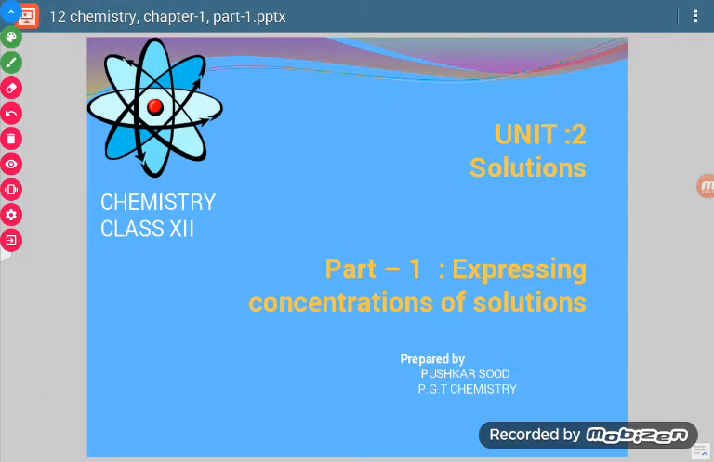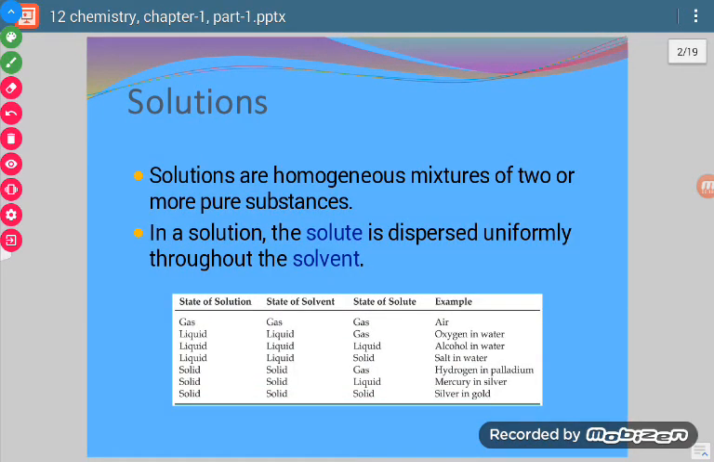Friends, so today we are going to discuss second unit, part 1. Second unit is solutions. So we'll be discussing different methods of expressing the concentrations of solutions. Now first of all, let us discuss what a solution is.